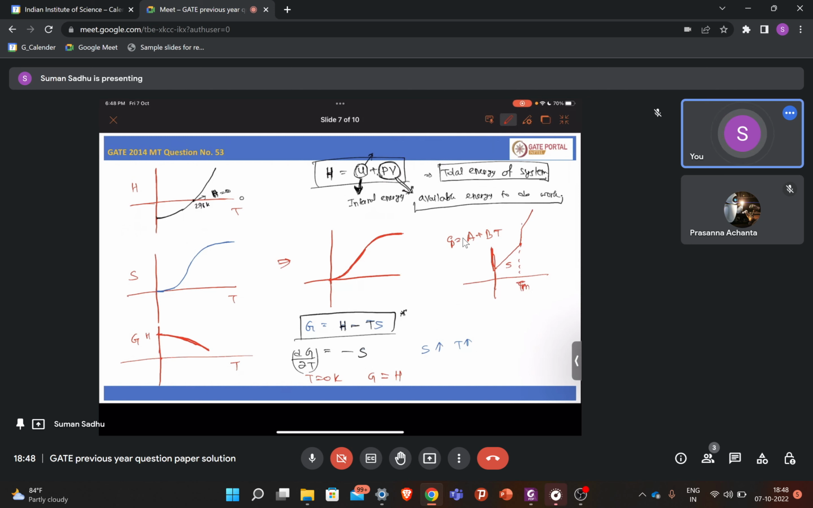Similarly, the entropy and enthalpy also. So now, are you getting how you are getting this plot? Sometimes it is important to understand how the different terms vary with temperature.